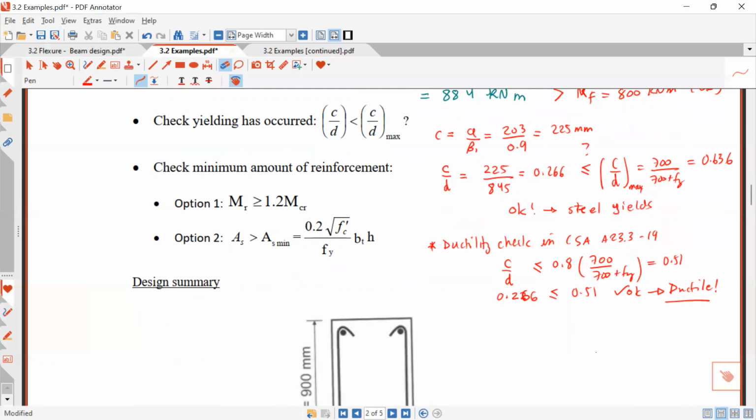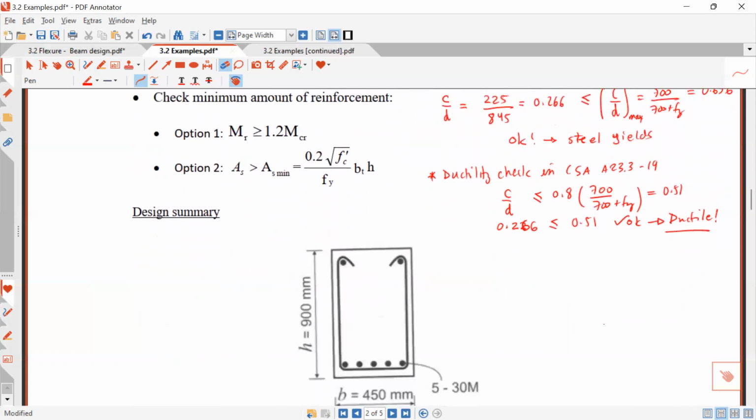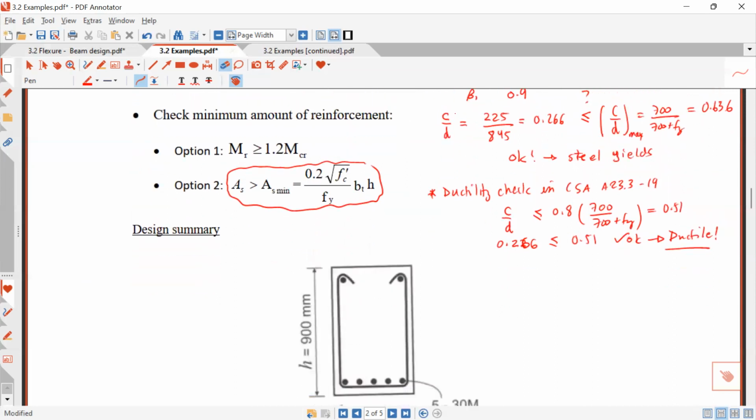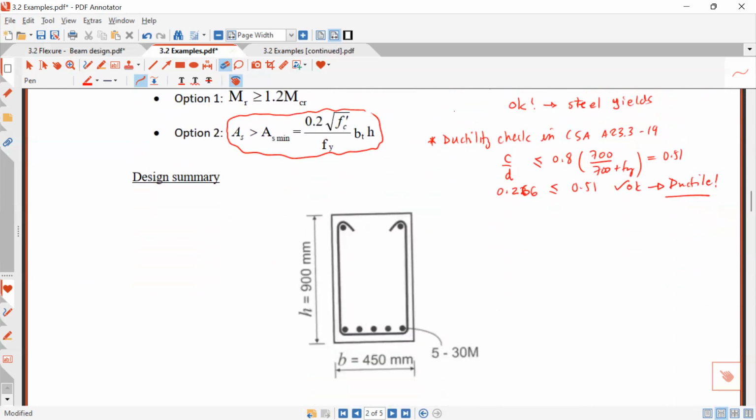Okay, what are the other things to check? You need to check AS min. So we're running out of space here, but I need to check AS min. So I'll use this one. This CD check that we did is like the maximum area of steel. Now we also check this AS min. This AS min, we're going to use this option too. So AS larger than AS min. We were checking this. So AS min is equal to how much here?